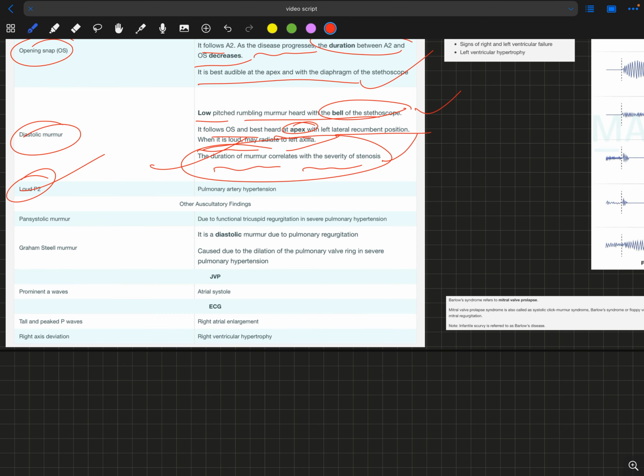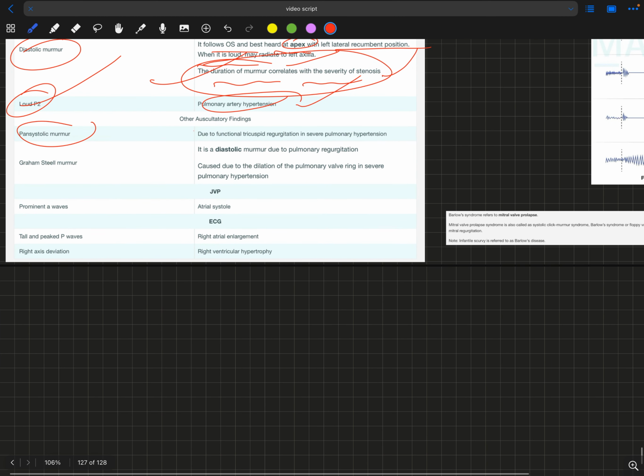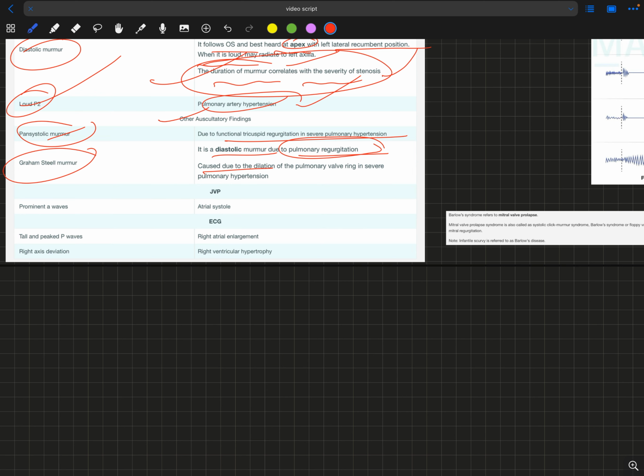There will be a loud P2, as pulmonary hypertension causes a loud P2. There will be a pansystolic murmur due to functional tricuspid regurgitation. Graham Steell murmur is a diastolic murmur due to pulmonary regurgitation in case of MS, caused by dilatation of the pulmonary valve ring in severe pulmonary hypertension. So in severe pulmonary hypertension, there will be dilatation of the pulmonary valve ring that will cause pulmonary regurgitation and lead to the Graham Steell murmur. It is seen in case of severe MS.